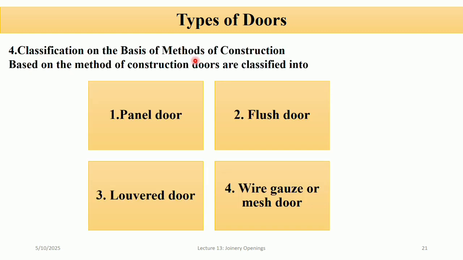Classification on the basis of method of construction. On the method of construction, we have these types. The first one is the panel door. The second one is the flush door, louvered door, wire gauze or mesh door.